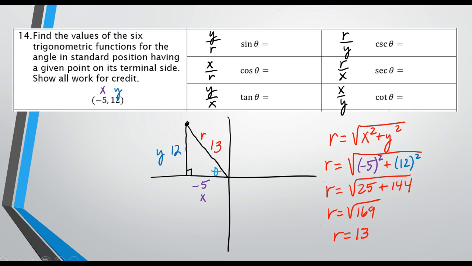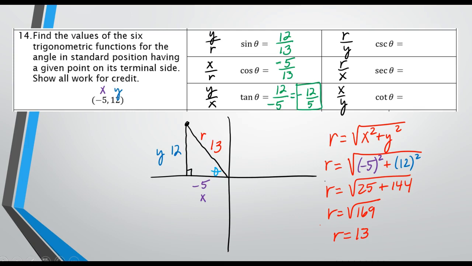All right, so sine is y over r, so that would be 12 over 13. Cosine is x over r, so that would be -5 over 13. Tangent is y over x, so that would be 12 over -5. This is not incorrect the way I wrote it, but usually we just put the negative out in front. So we'll just say -12 over 5. So this would be the preferred way to write it.